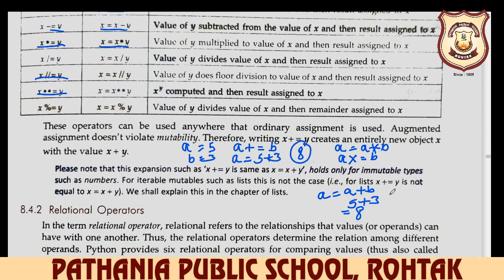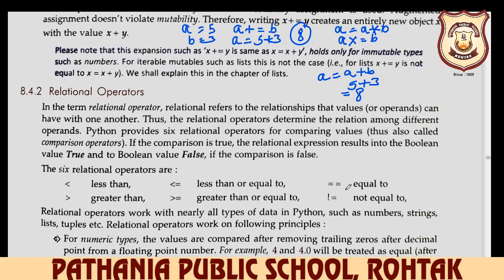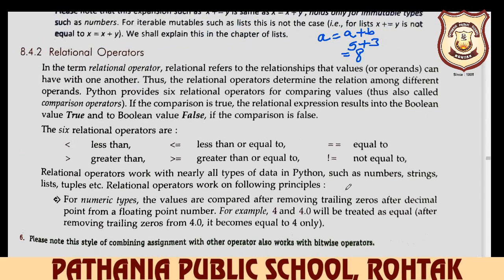Now your next operator. These are all your arithmetic operators and your augmented assignment operators. Now the second operator is your relational operator. In relational operator, there is a relationship between two values, or you can say between the operands. In the term relational operator, relational refers to the relationship that values or operands can have with one another. And the answer of your relational operator is always true or false. Thus, the relational operator determines the relation among different operands.